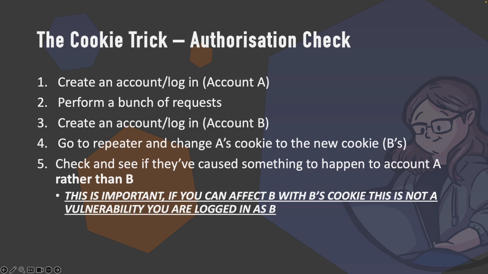Now, if we want to check for authorization, that cross-account stuff, we're going to create two accounts, account A and account B. Again, perform a bunch of requests, go into all of the account A requests, and change it from account A's cookie to whatever's in account B's cookie. Now, if they cause something to happen, check, have they caused something to happen to account A even when using user B's cookie? That is a vulnerability. Now, if you can affect user B with user B's cookie, that's not a vulnerability. You've logged yourself in as user B.